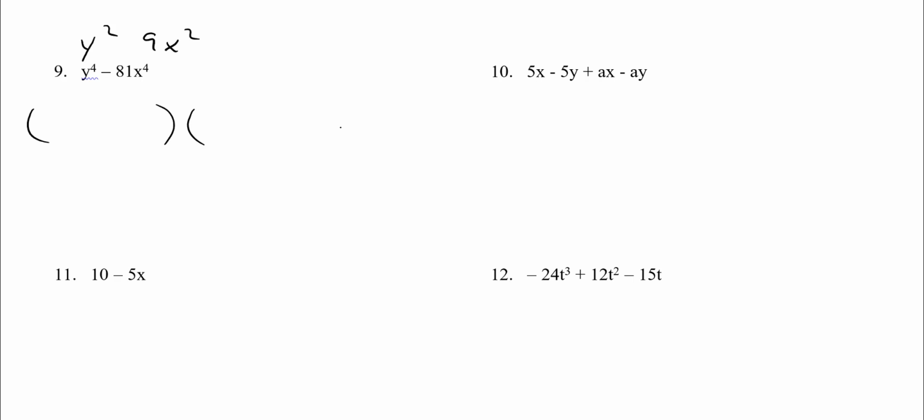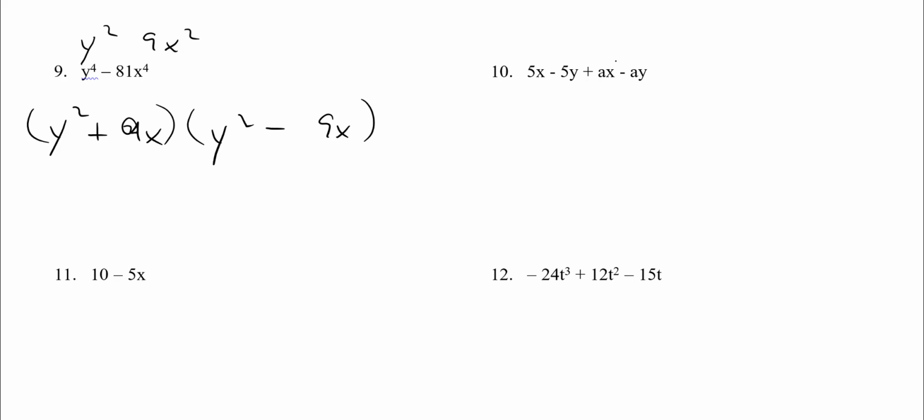Okay, so once you know it's a difference of 2 squares, guys, it's easy. Once you take the square root of those guys, it's just a plus and a minus. And so this is going to be y squared, and 9x and 9x. And you're done with the problem.